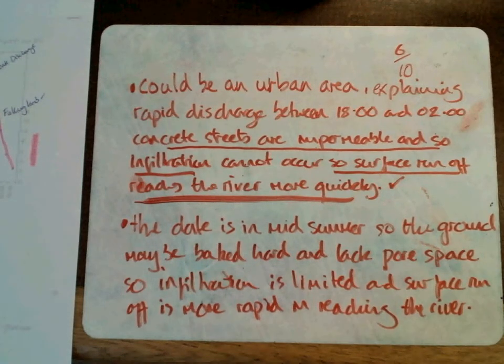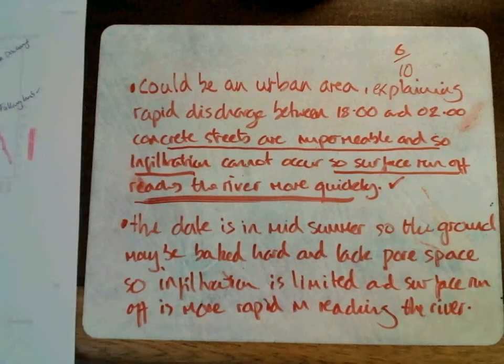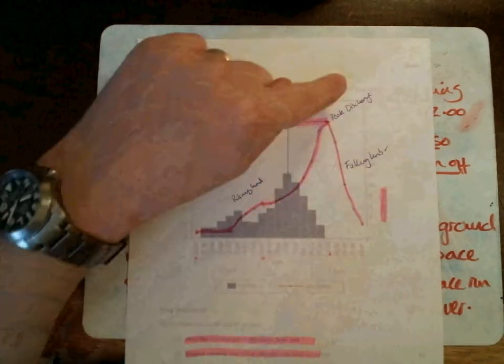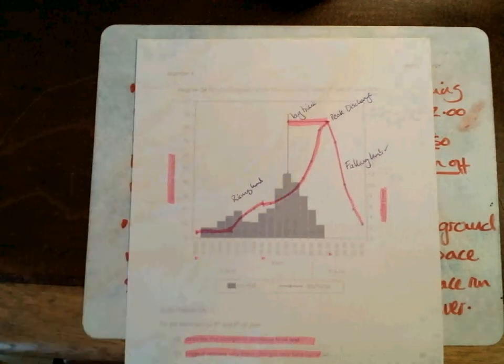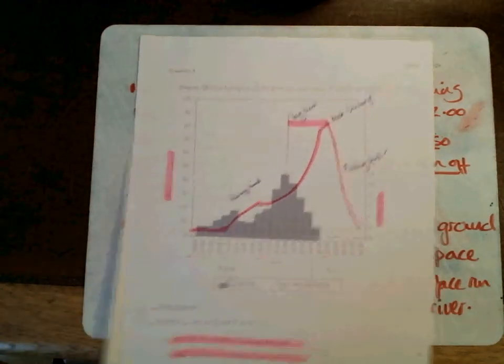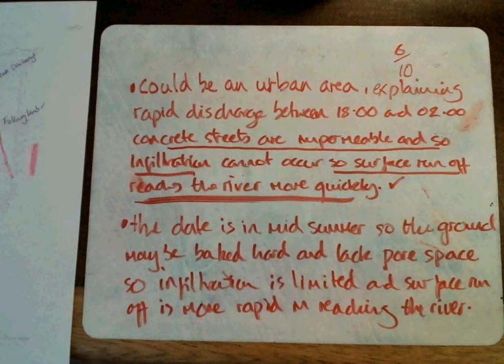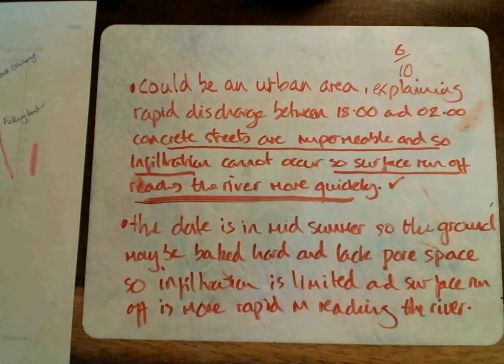The reason I focused on this as an example is because normally, not all the time, but normally, the SQA are kind enough to give you a date in the year. If the date is in winter, well, the ground may be frozen hard, and therefore it will be impermeable. If it's in summer, then the ground could be baked hard, and this means that it lacks pore space and cannot be infiltrated. Either way, the date is a good way, in a slightly easier way, to secure yourself some marks.